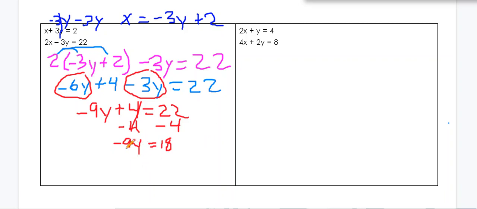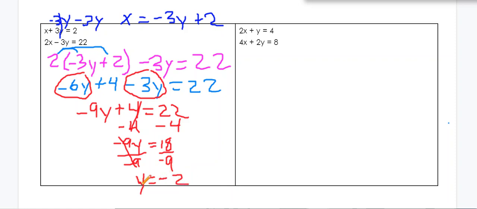So now I want to get y by itself. I want to get rid of this negative 9. When a number is next to a variable, that means multiply, so I'm going to divide. I'm going to divide by negative 9 to both sides. And that gives me y equals negative 2.